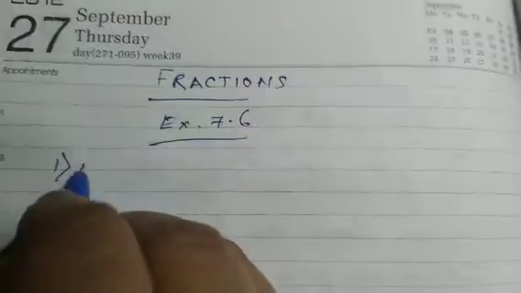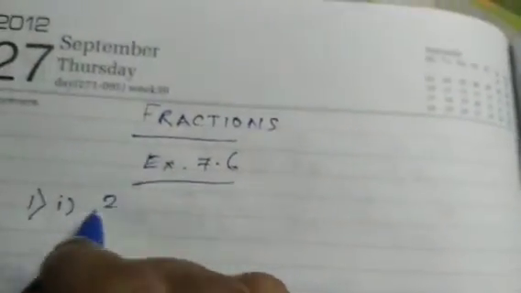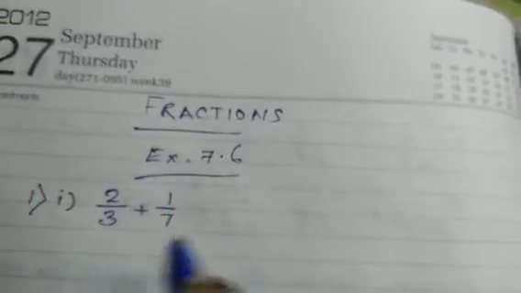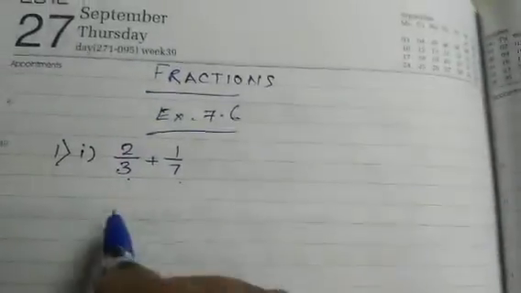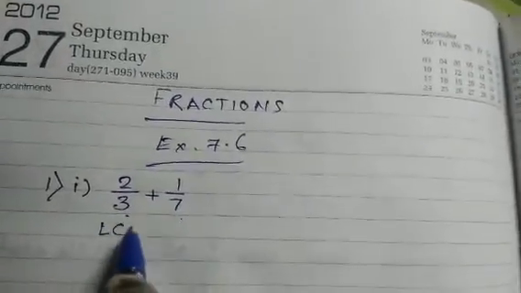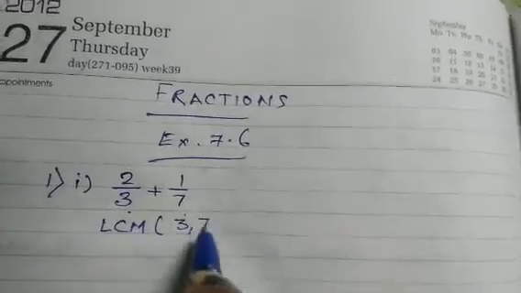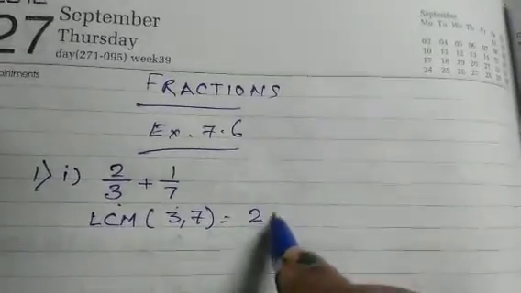Today we will be doing fractions, the last exercise from the fractions, that is exercise 7.6, which deals with addition and subtraction when the denominators are different. So let us take the example of the first question. First one, it is 2 by 3 plus 1 by 7. So you see the denominators are different. So my first job is to find the LCM of 3 and 7. As they have no common factors, LCM is 21.